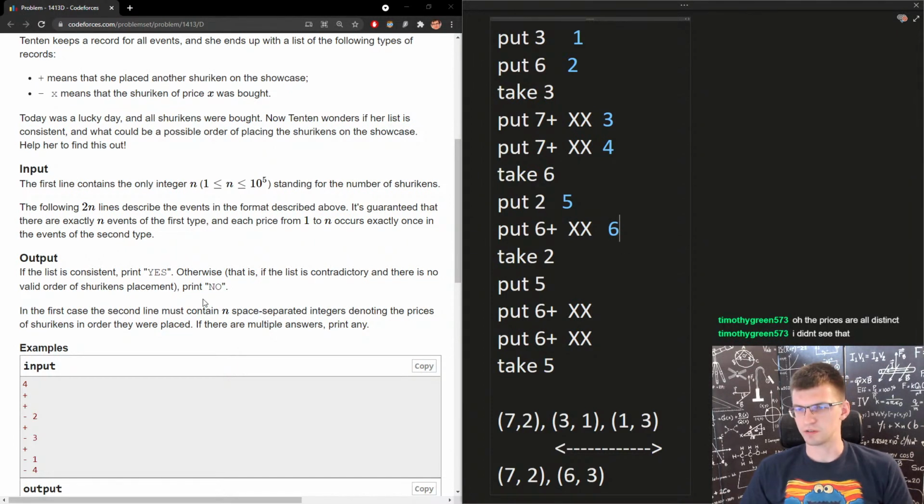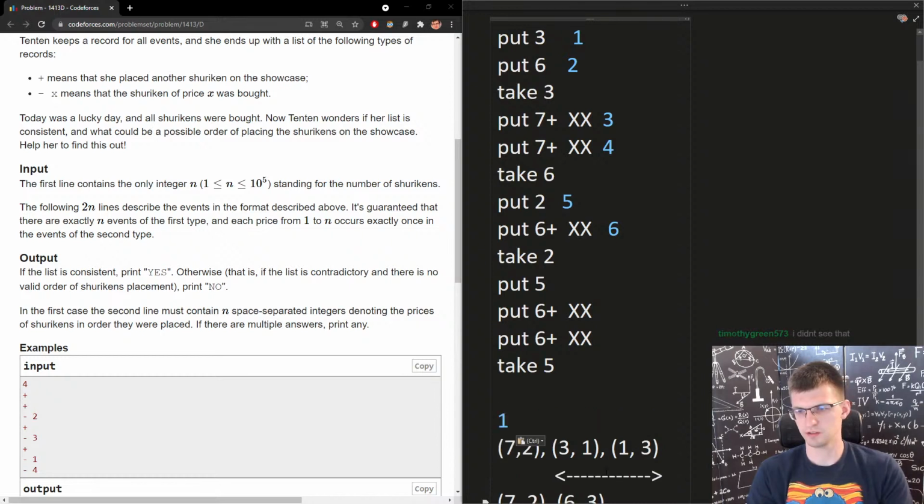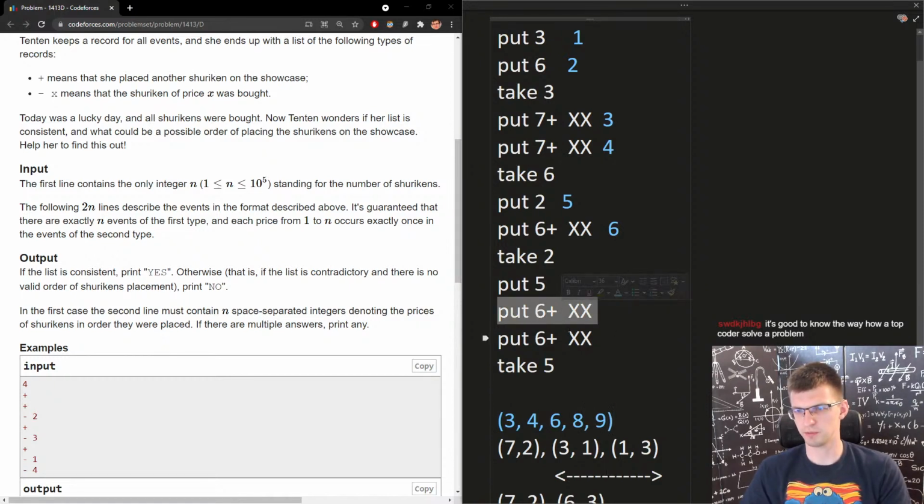Yes, prices are all distinct, that's true. Okay, puts, they get indices, and I will here maintain as well a vector or stack of just indices to be used. Here, right now it will be 3, 4, 6, 7, 8, 9 maybe, if also those are available. 5 was already killed, so yeah, 3, 4, 6, this is 8, this is 9.